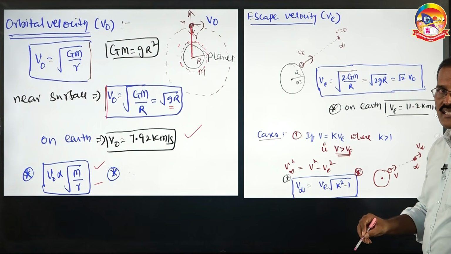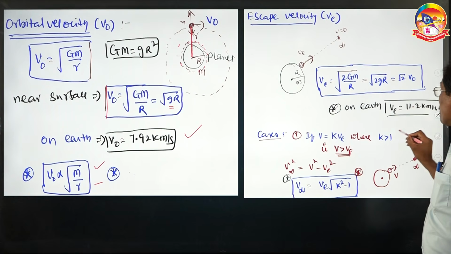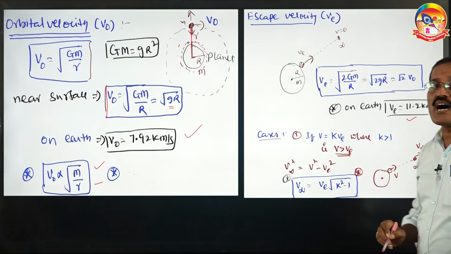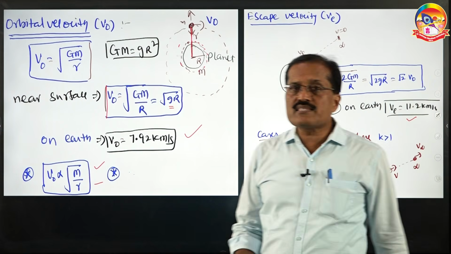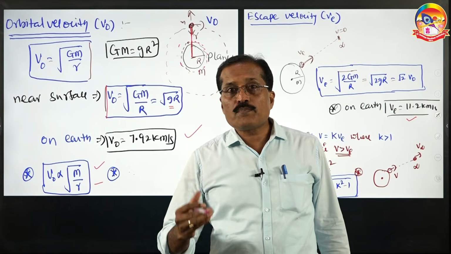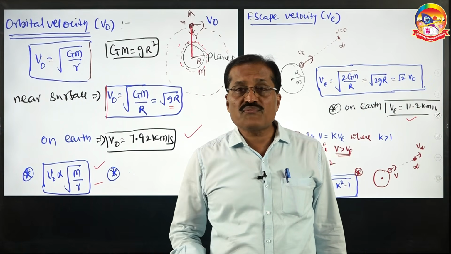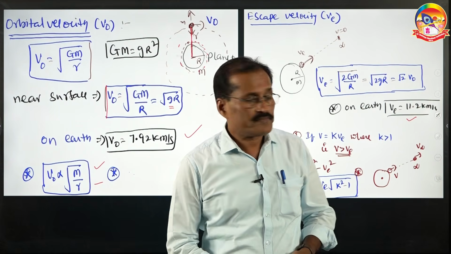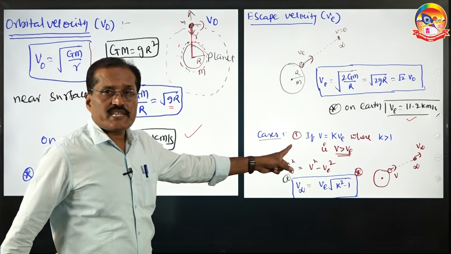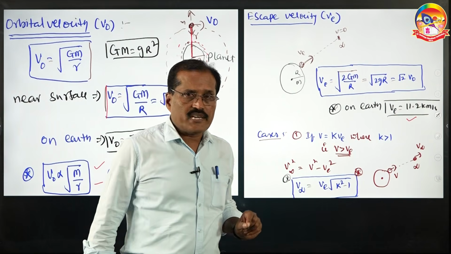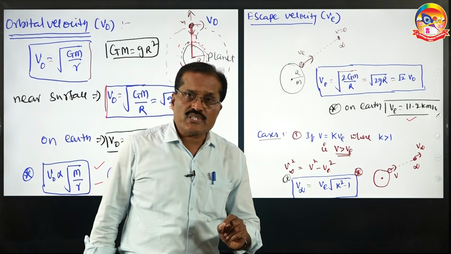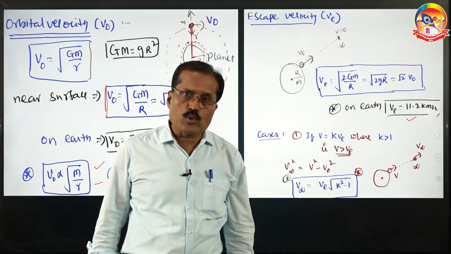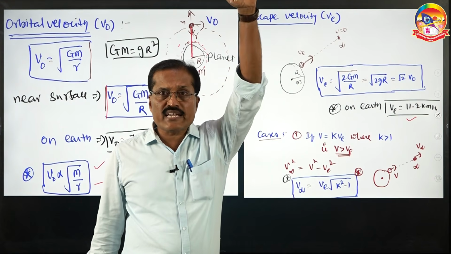In case of Earth, the escape velocity is 11.2 kilometer per second, which is almost root 2 times the orbital velocity. Root 2 times means approximately 1.414 times the orbital velocity; the escape velocity is 41.4% more than the orbital velocity. Coming to the point, there are two important formulae here. If the body is projected vertically upwards with less than escape velocity, can it escape? No. It goes to some maximum height and again comes back.